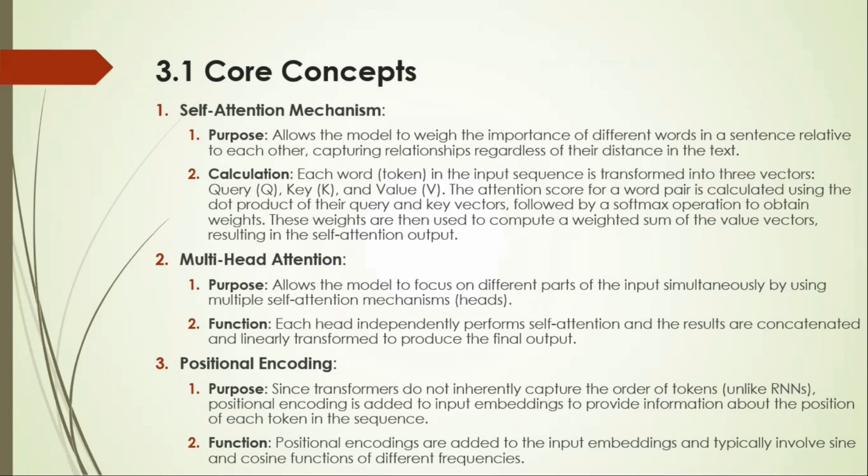Then positional encoding happens. Since the transformer does not inherently capture the order of tokens, we push this to an RNN, again a part of neural networks, and positional encoding is added to the embedding to provide information obtained from the positions. The positions are important because based on the sequence of the tokens, the values change. That's very common in English grammar: based on the positions, the meaning changes.